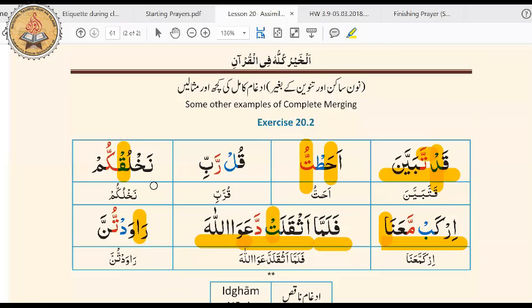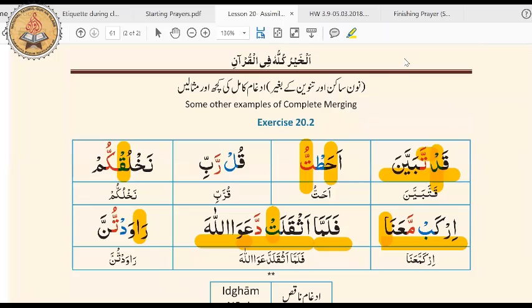Just when you join this lam with this qaf, nakhlukum, I need to hear that joining, that stressing sound. So nakhluqukum. Nakhluqukum. Yeah, well done. That was very good. Just keep practicing like that. That was very good, mashallah.